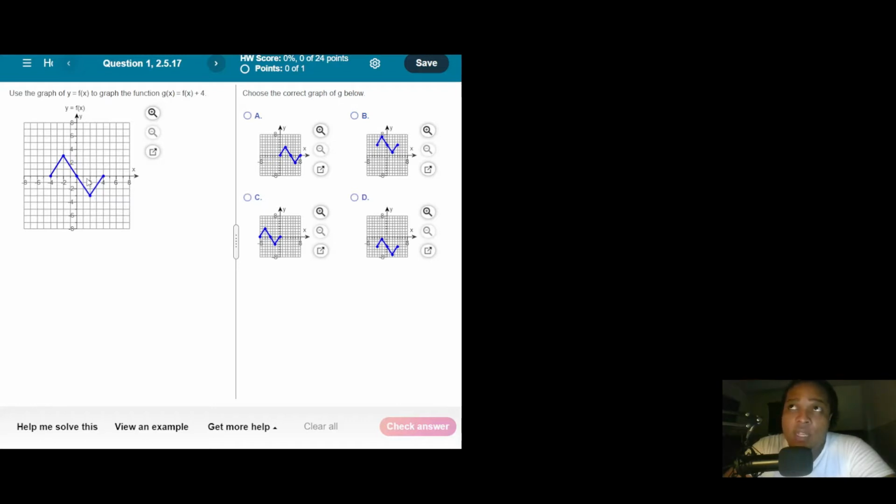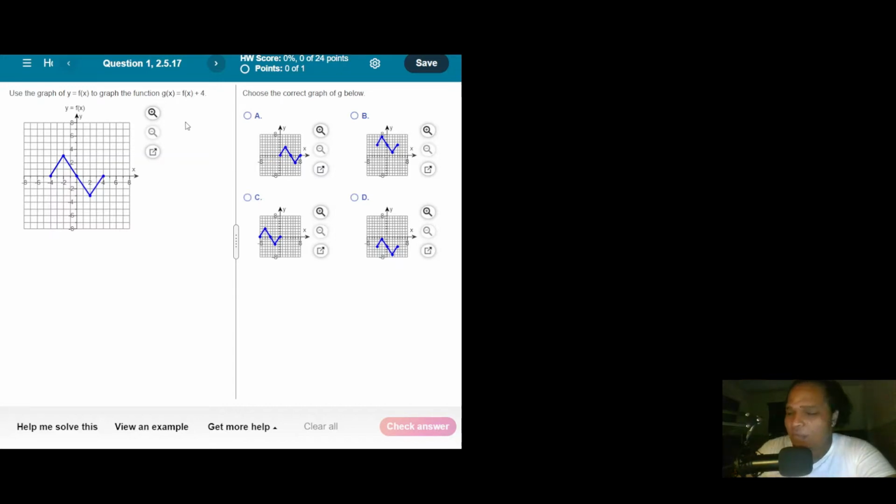You can think of f of x as your original function. That's the terminology I'm going to use. g of x would be your secondary function, a tweak to the original function. So as you can see, this is f of x. And they said that g of x, which is your second function, is going to be your first function, which is f of x, your original function, plus 4.